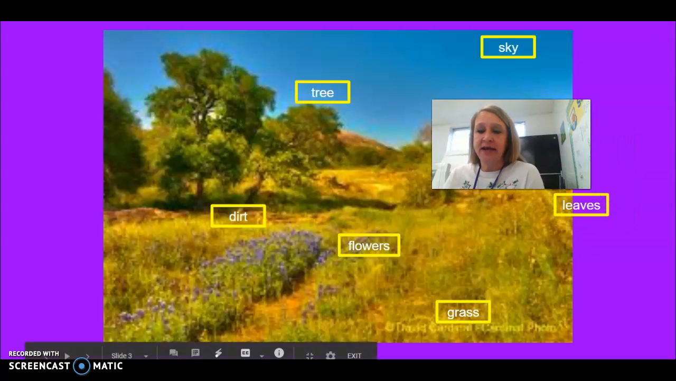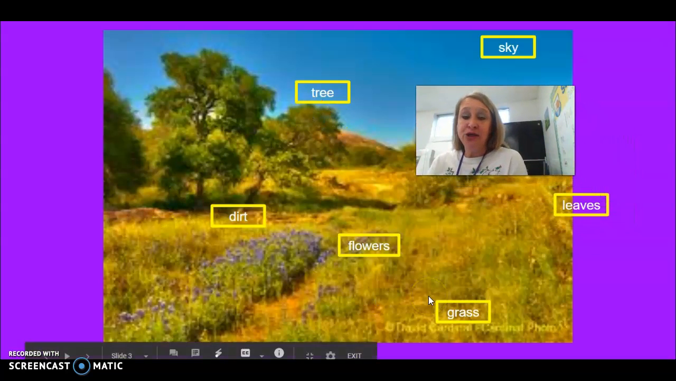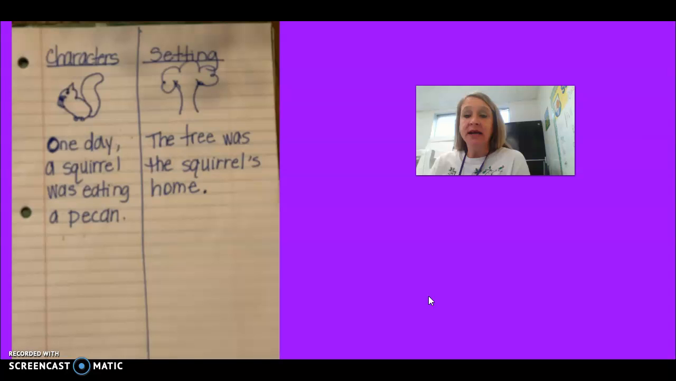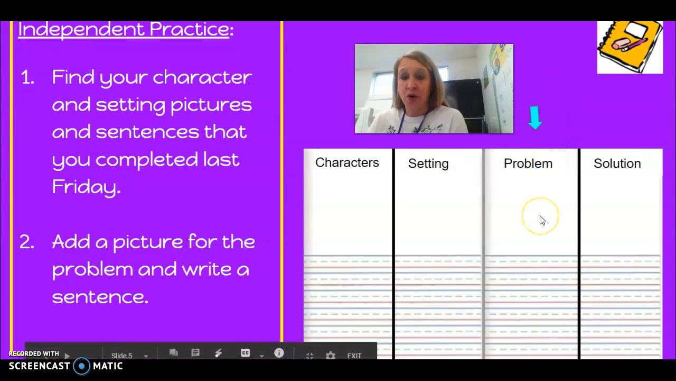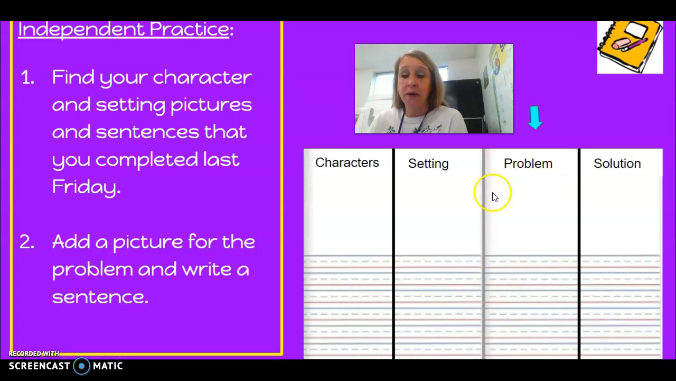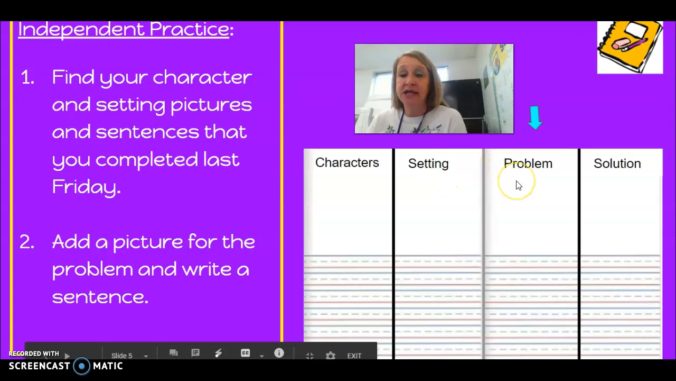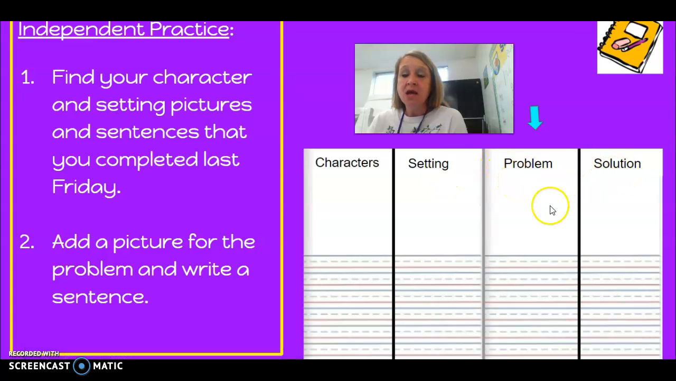Last week you took a picture of nature and you labeled it, and then you chose a character and a setting from your picture. And I chose a squirrel, and the squirrel was eating a pecan, and the setting was the tree. The tree was the squirrel's home. So today I'm going to think of a problem for the squirrel. I'm going to draw a picture of the problem and write a sentence for the problem in my journal where we wrote characters and setting. On the other page we wrote problem and solution. So let me think of something that a squirrel might have a problem with.